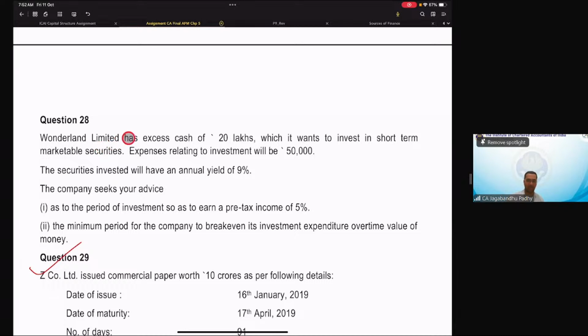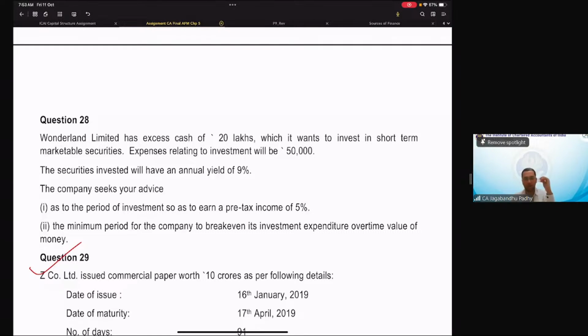Wonderland Limited has excess cash of 20 lakhs, which it wants to invest in short-term marketable securities. Expenses relating to investment will be 50,000. So we have 20 lakh of excess cash available with us, and we want to invest it in short-term marketable securities, but expenses are 50,000. Whatever amount I'm going to invest, that 50,000 will be the expenditure.